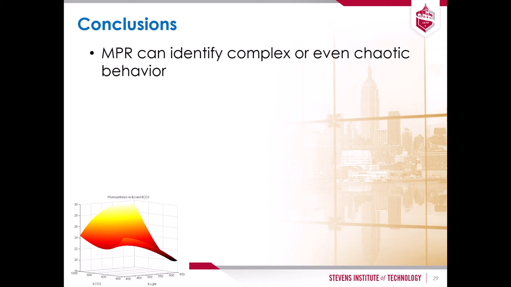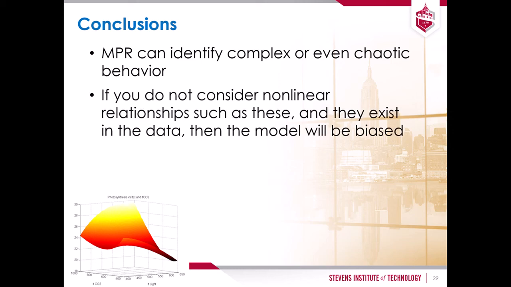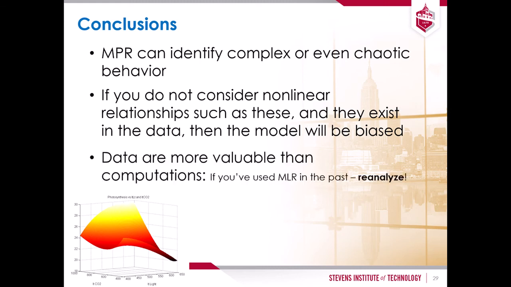I didn't describe that, but I have references that can explain, show that capability. If you do not consider nonlinear relationships such as these and they exist in your data, then you have a possibly biased model. You really should dust off the data and do that analysis again. So data are more valuable than computations. If you used multilinear regression in the past, reanalyze. If you used neural networks, you might get some more out of it by looking at the same data this way. What you have to do is just go to that website and you're done.